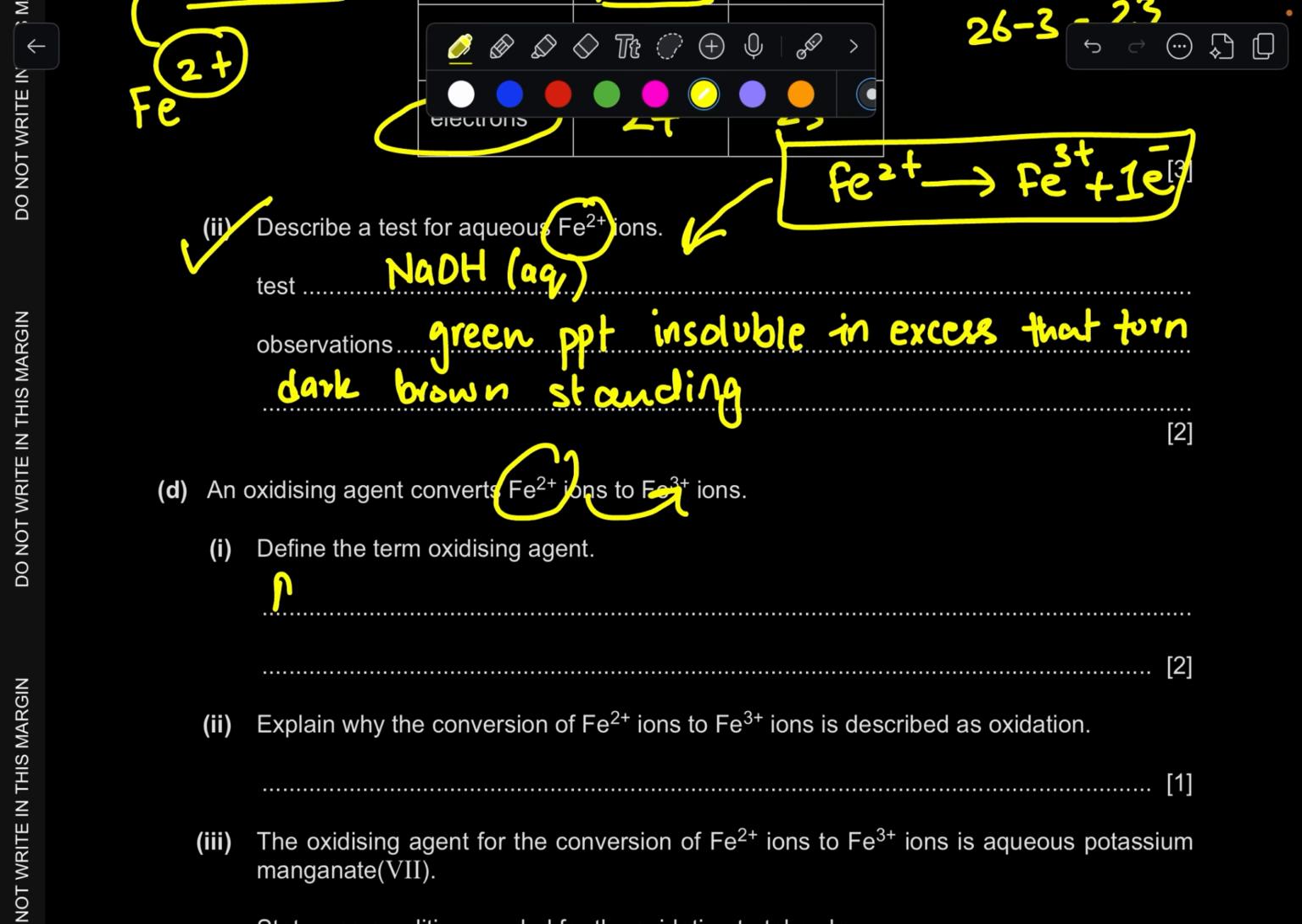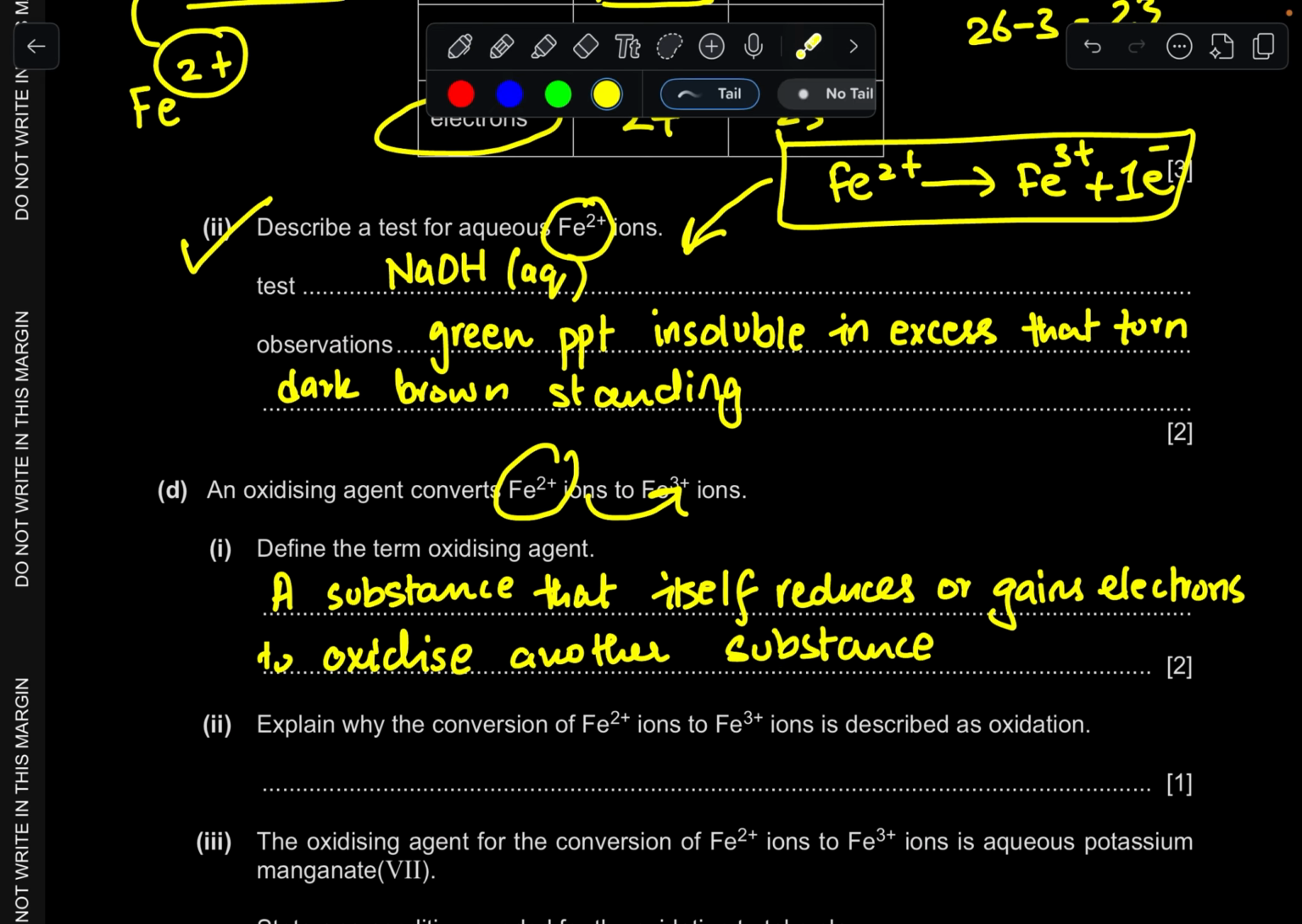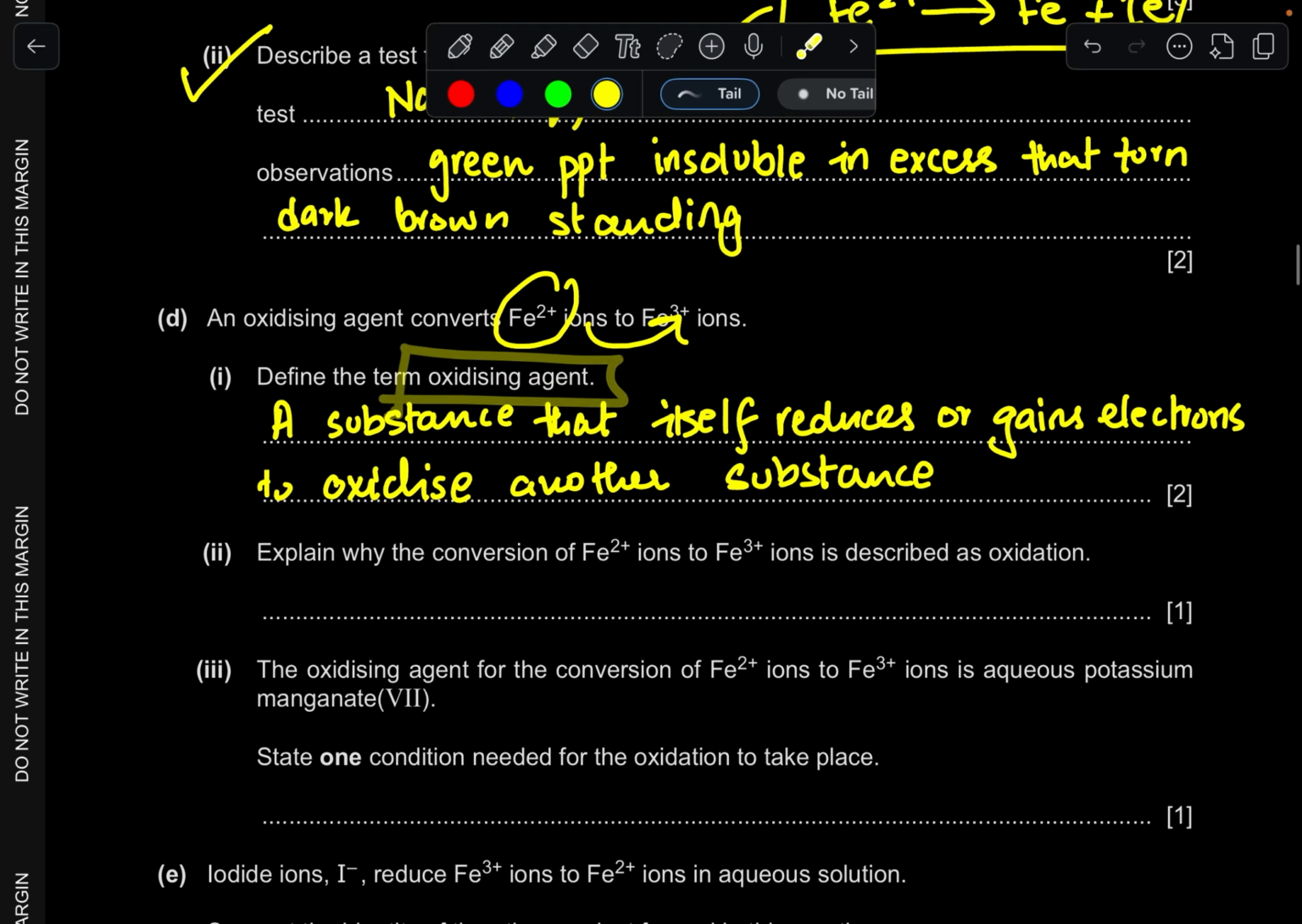So we're going to tell a substance that itself reduces, and what is reduction? It gains electrons to oxidize another substance, right? Because we know that an oxidizing agent itself is going to reduce, and a reducing agent itself is going to oxidize. So that's why. Explain why the conversion of Fe2+ to Fe3+ ions is described as oxidation.